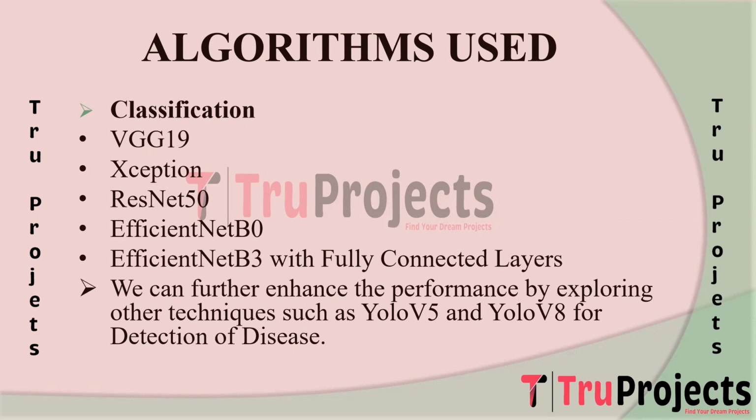detection of disease. YOLO, you only look once. Models like YOLOv5 and YOLOv8 are primarily designed for object detection tasks. They excel in detecting and localizing objects within images by dividing the image into a grid and predicting bounding boxes and class probabilities. In the context of disease detection in medical images, these models can potentially locate and identify leukemia white blood cells within the images.